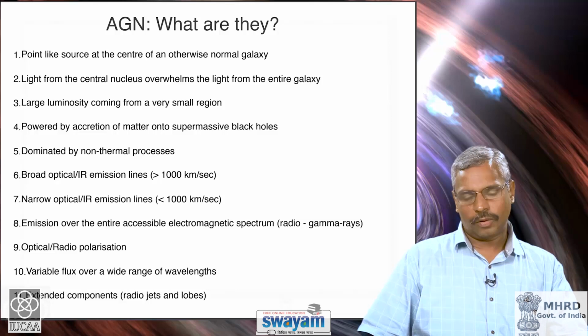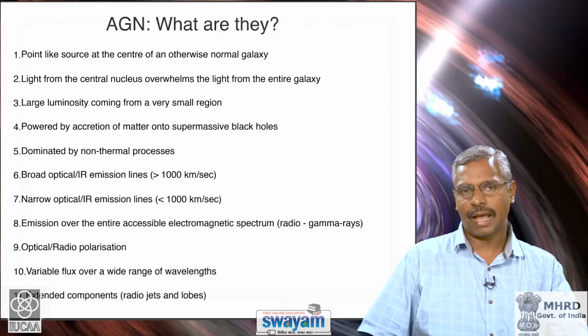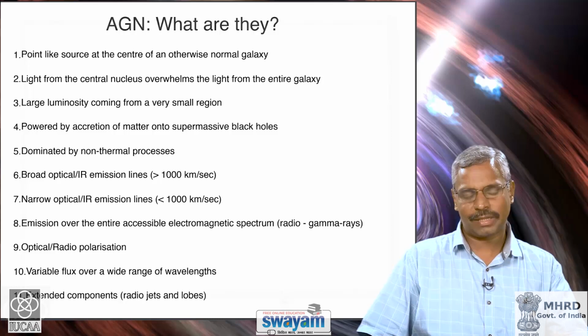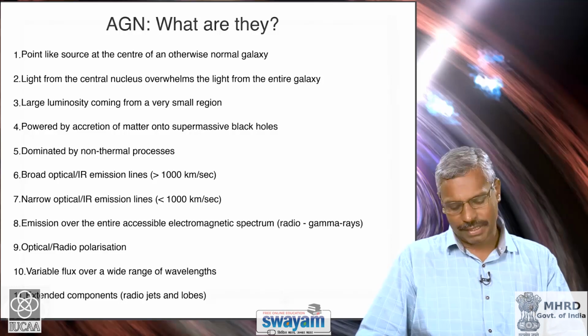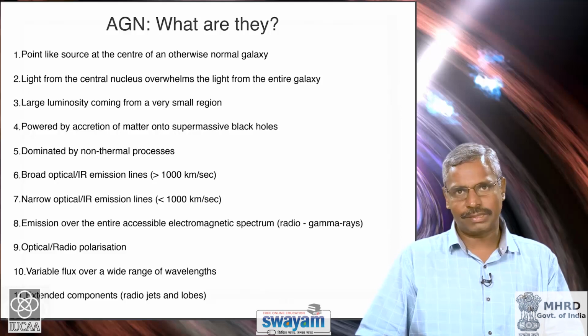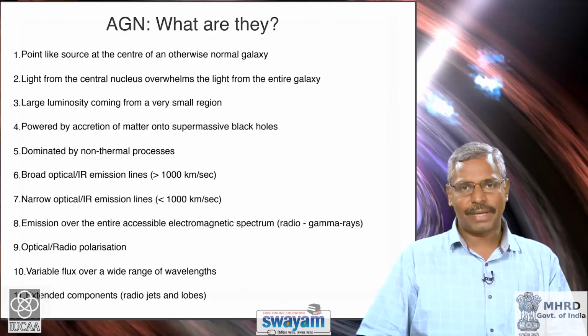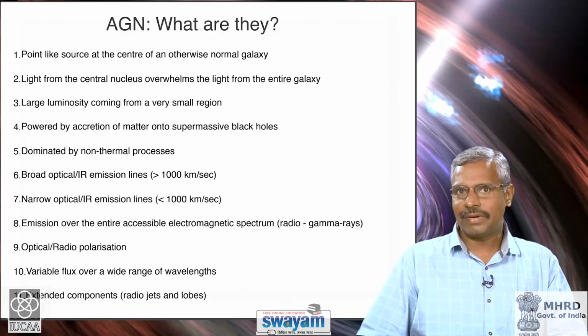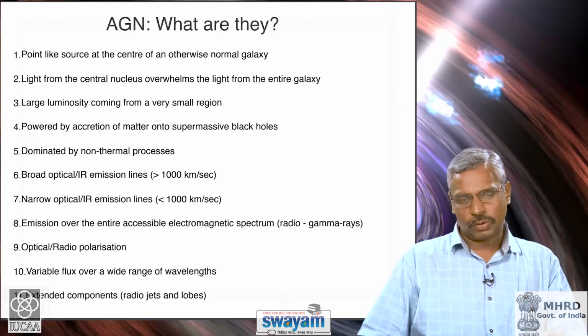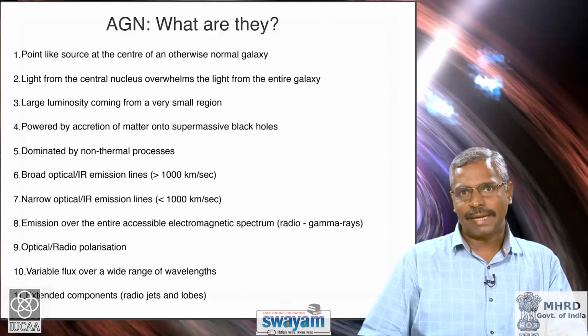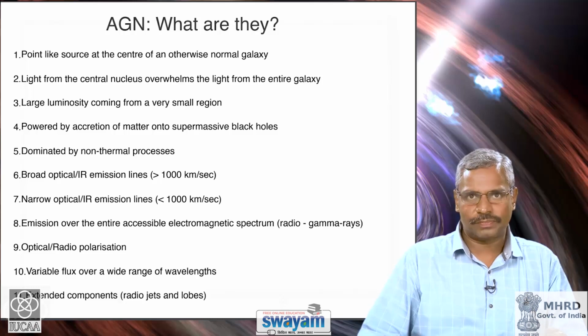and one of the signatures of some violent process happening in these active galaxies can be recognized by the presence of broad emission lines in the spectrum of these objects. By broad emission lines, I mean emission lines having widths greater than 10,000 kilometers per second. Such broad lines point to some violent process happening close to the central region of these sources.